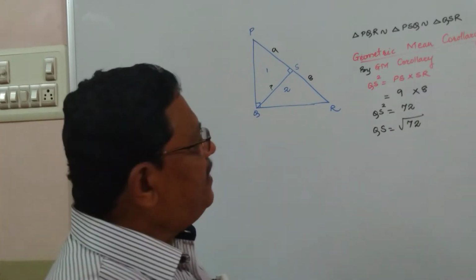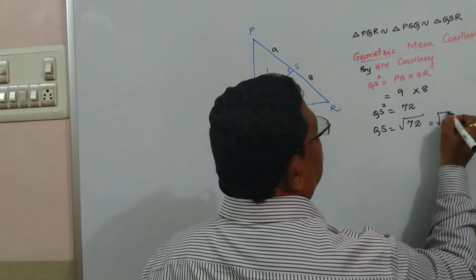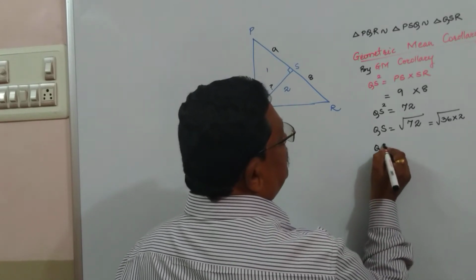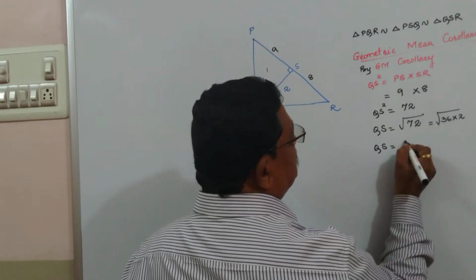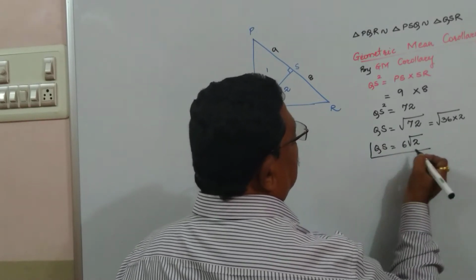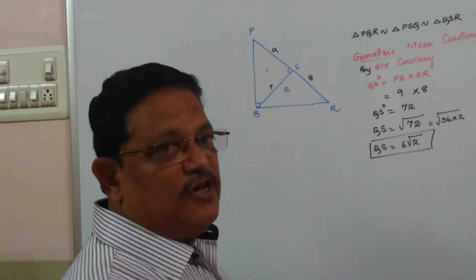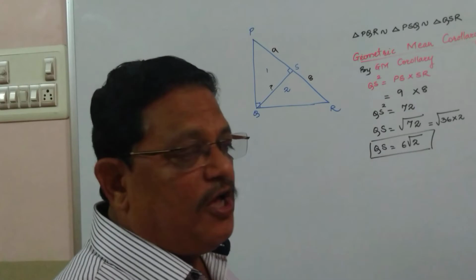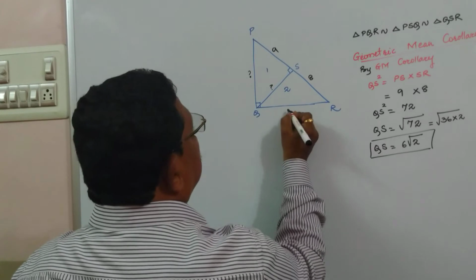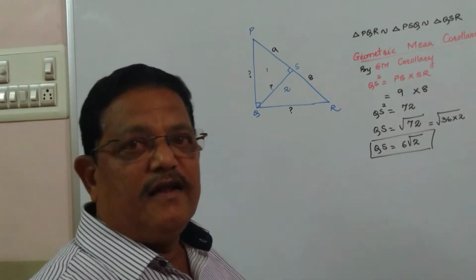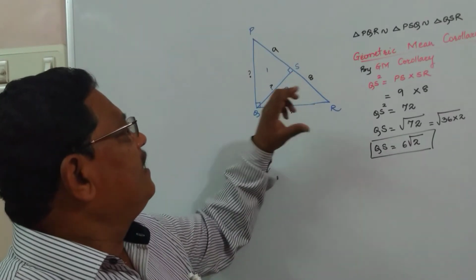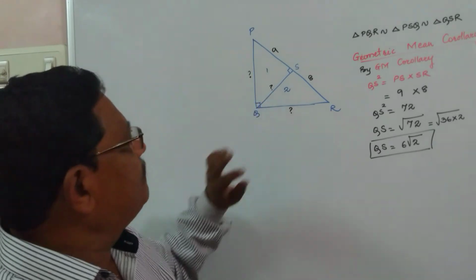Okay, we can simplify. I can write 72 as 36 multiplied by 2. Hence QS is equal to 6, since 36 is a perfect square, root 2. Root 2 is not a perfect square. It is an irrational number. Let us keep it as it is. Hence QS is equal to 6 root 2. Now based on this, I can also find the length of PQ as well as the length of QR. See, only one value I have found. I can get the remaining two values.